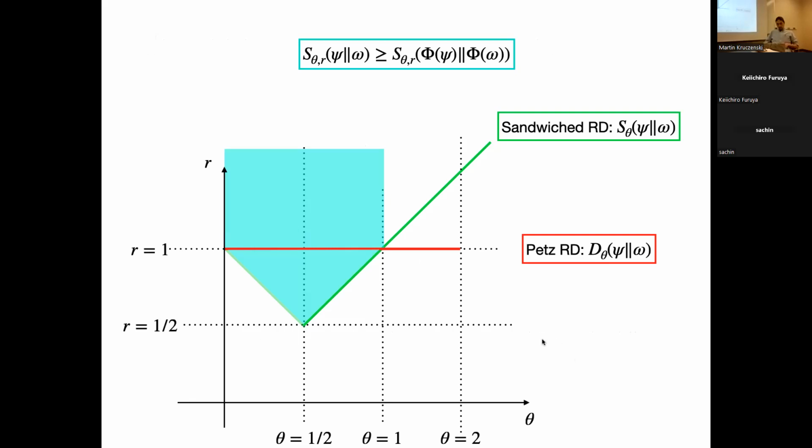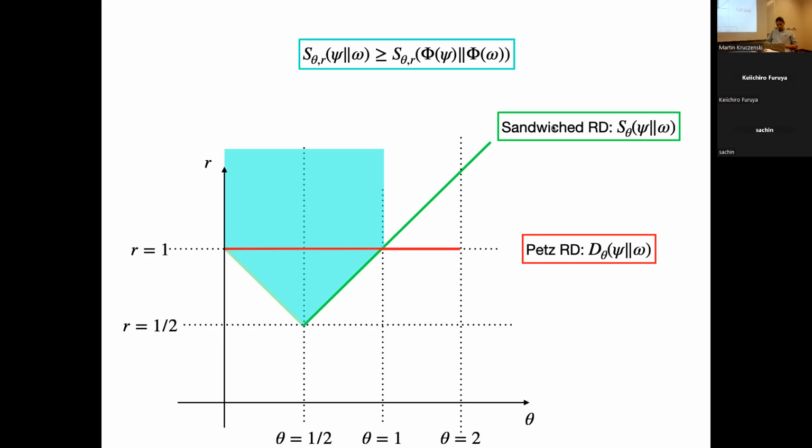Anyway, this is the plot for the region where the data processing inequality holds. The red line is the Petz-Rényi divergences. The Petz-Rényi divergences satisfy monotonicity, or the data processing inequality, when r equals 1. This is from here, but it ranges from 0 to 2.